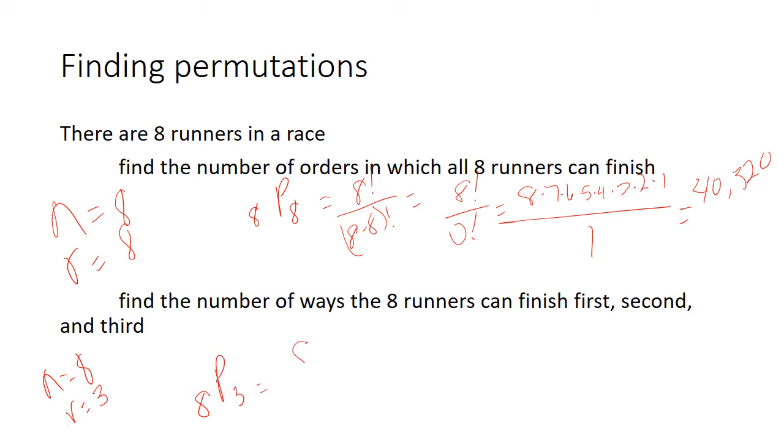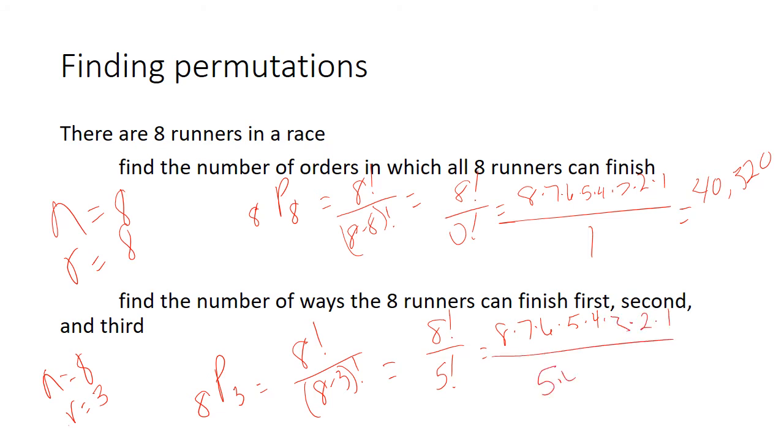So in factorial, it's 8 factorial over 8 minus 3 factorial. So our 8 factorial over 8 minus 3 will be 8 factorial over 5 factorial. So that's 8 times 7 times 6 times 5 times 4 times 3 times 2 times 1 over 5 times 4 times 3 times 2 times 1. Don't need to worry about those right there. All I'm worried about is my 8 times 7 times 6, which is 336. So there's 336 ways that the 8 runners can come in first, second, third.